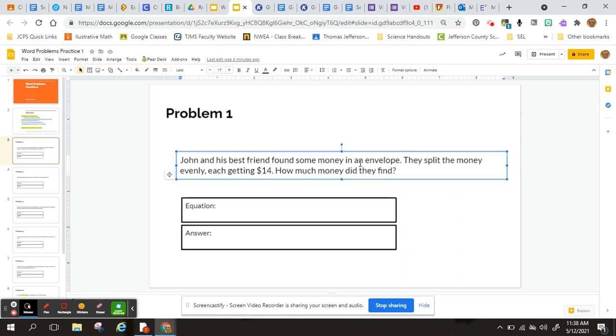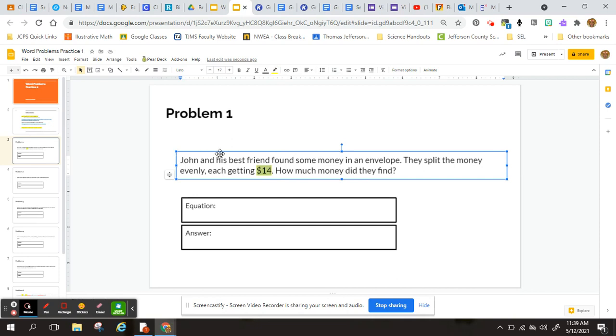We are going to read the problem first, understand it, then go back and highlight and underline words to help us. So, John and his best friend found some money in an envelope. They split the money evenly, each getting $14. How much money did they find? So, we're going to stop here and do our keywords and our numbers. So, we got $14 as our key. Our number, well, that's the only number we've got, right?